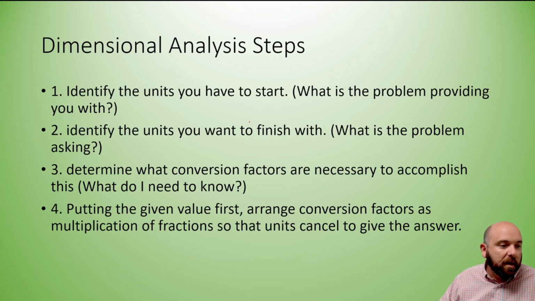And then finally, we're going to put the given value first, that very first piece of information, and arrange the conversion factors as multiplications of fractions so that the units cancel and give us the final unit answer that we want. The best way to look at these perhaps is always by example, and so on the next quite a few slides we have some examples put together of how to implement these steps and use dimensional analysis to solve many types of problems in physical sciences.